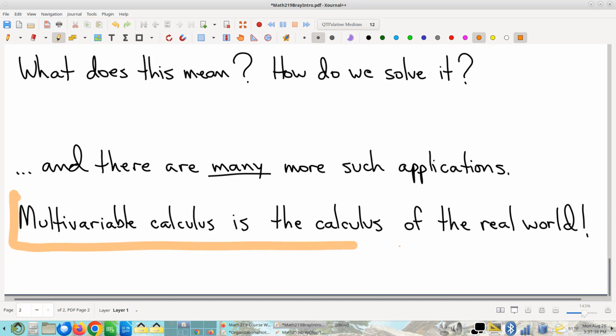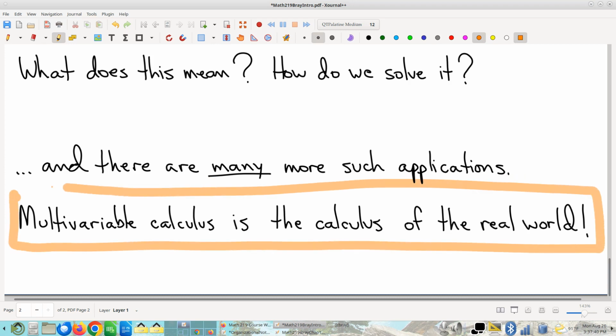So to answer my original rhetorical question, why do we need to study multivariable calculus? Well, it's because it's the calculus of the real world, which I think is a nice and pithy and importantly summarizing, again, why we're here.